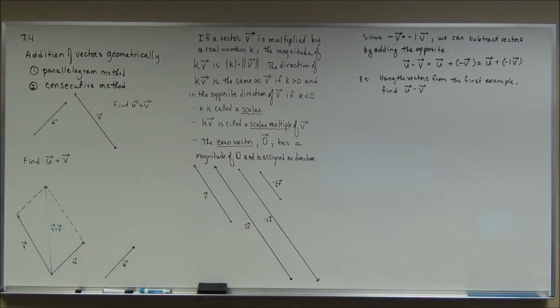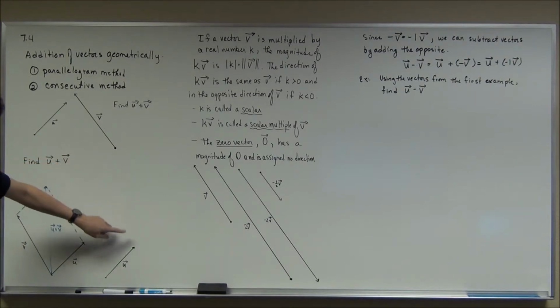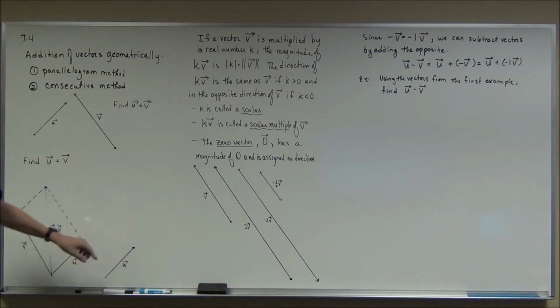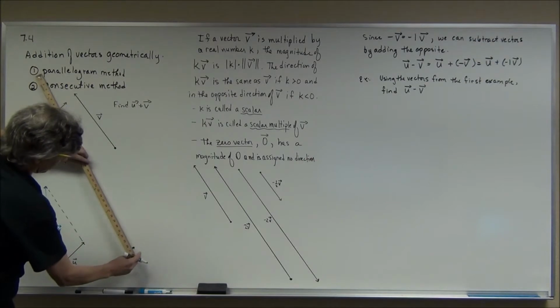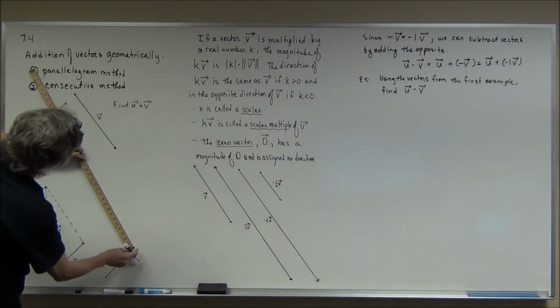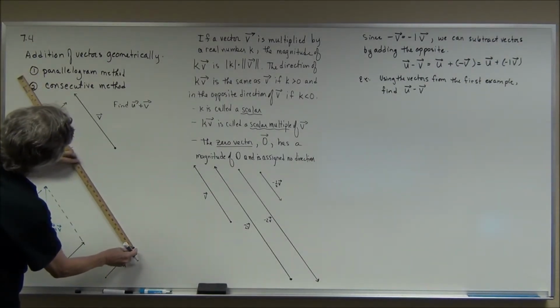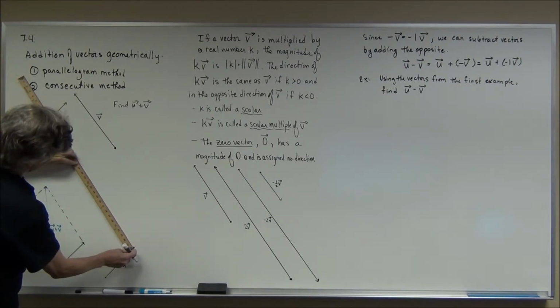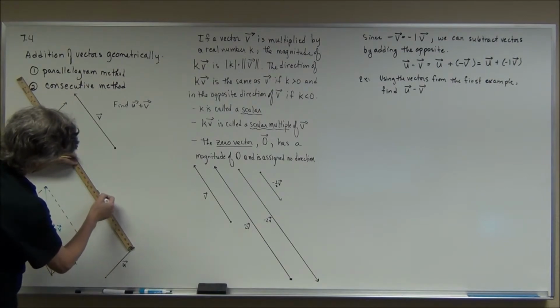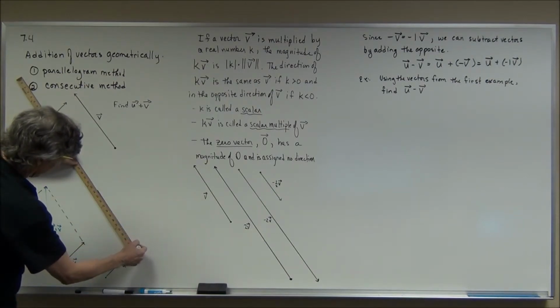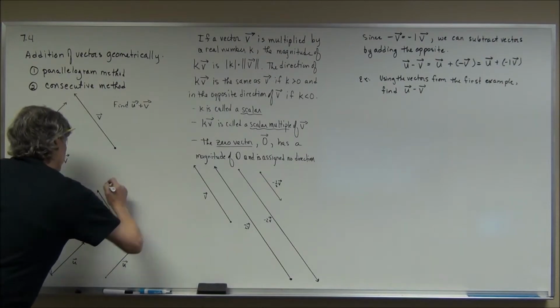Okay. Now, in the consecutive method, rather than putting vector v so that the initial point is at the initial point of the first vector, you put the initial point at the terminal point of the first vector. So I'm trying to approximate this. Let's see if I can get this direction about right. That looks pretty close from what I can tell. So there's vector v.